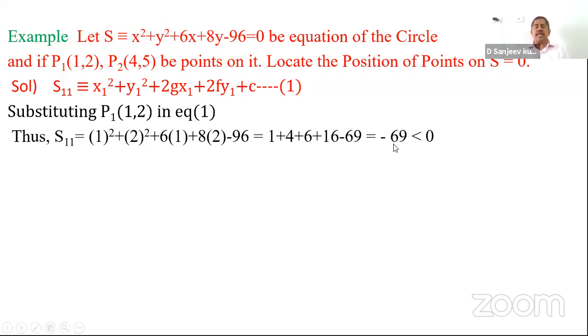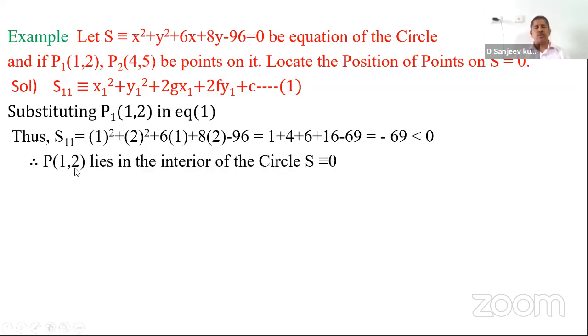So minus 69, is it greater than 0, less than 0, or equal to 0? Definitely it is going to be less than 0. Once it is less than 0, what do you conclude? Whether the point is in the interior of the circle, on the circle, or in the exterior of the circle. S11 value is less than 0, so the conclusion is the point lies in the interior of the circle. So you can say P(1, 2) lies in the interior of the circle S equal to 0.